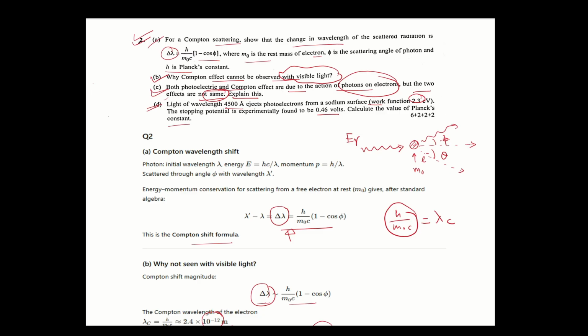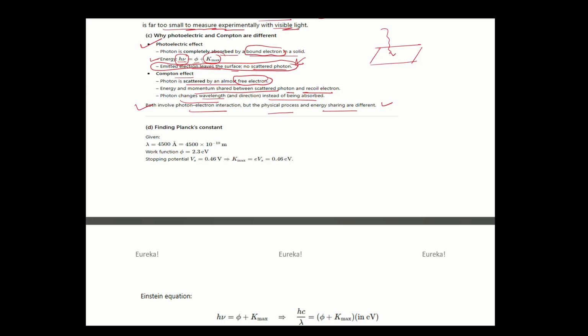Using the Einstein equation we have to calculate the Planck constant value. So here lambda is given as 4500 angstrom, that is 4500 times 10 to the power minus 10 meter. Next, phi, the work function, is given as 2.3 electron volt. Now the stopping potential is also given, that is V stop equals 0.46 volt.